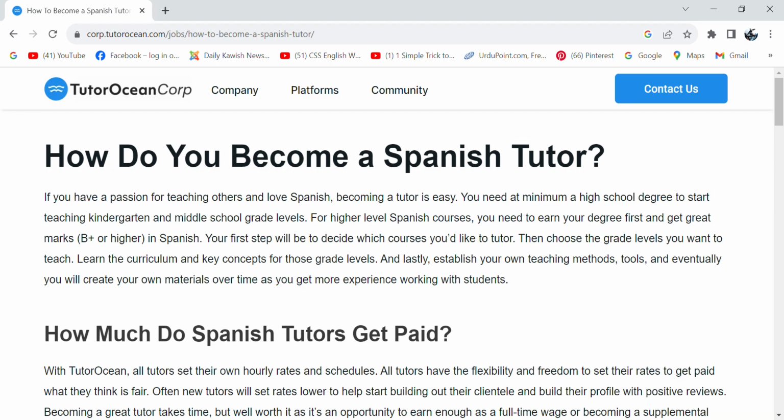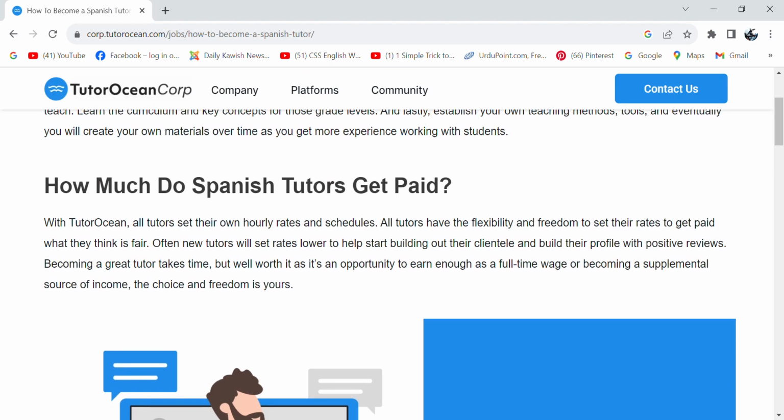Then choose the grade levels you want to teach. Learn the curriculum and key concepts for those grade levels. And lastly, establish your own teaching methods, tools, and eventually you will create your own materials over time as you get more experience working with the students.